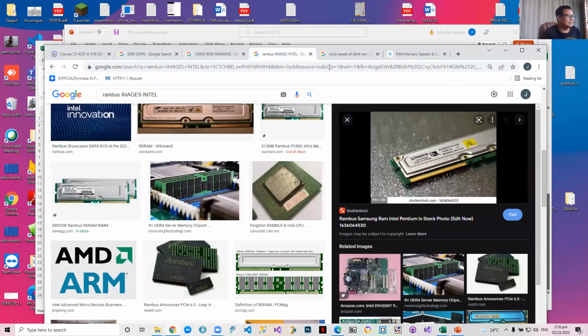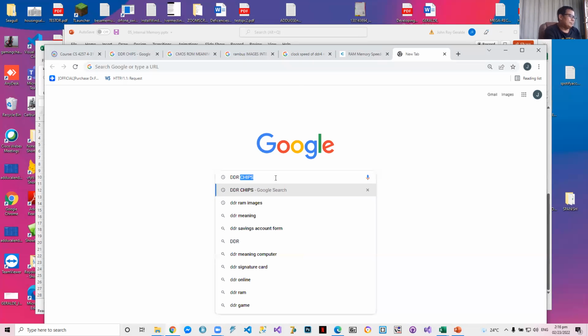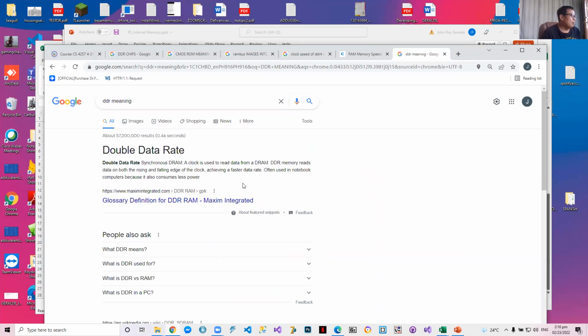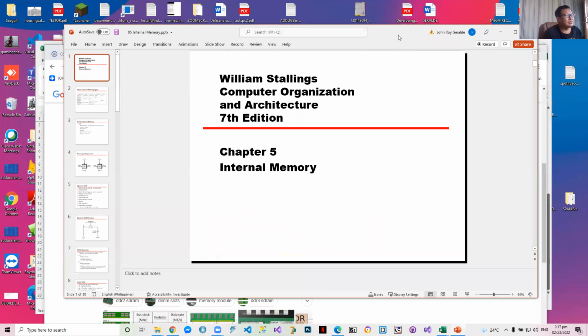What does DDR mean? It's a dynamic RAM. Double data rate. Double data rate, dynamic RAM. SDR is synchronous dynamic RAM, not SRAM. Okay. Any questions?